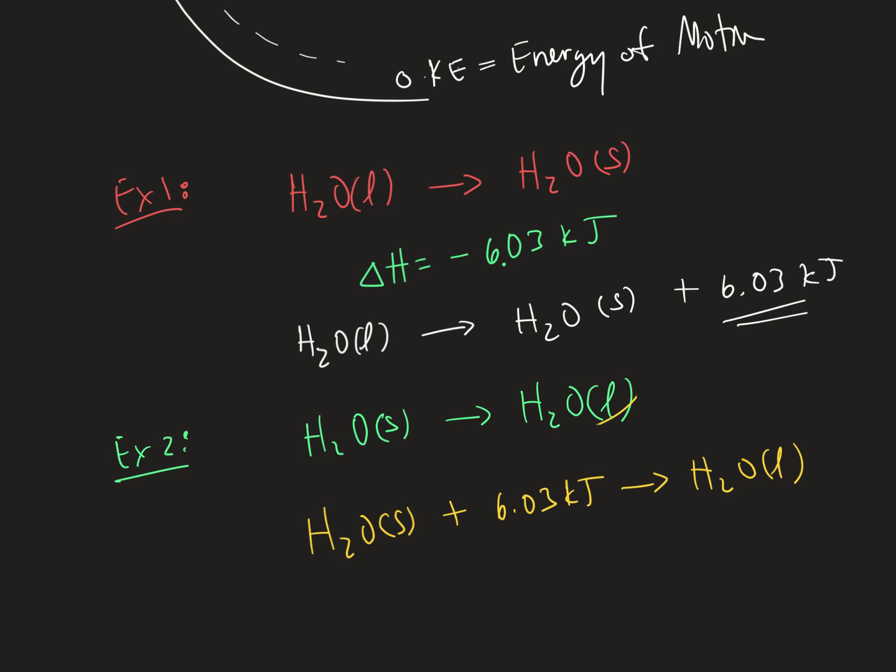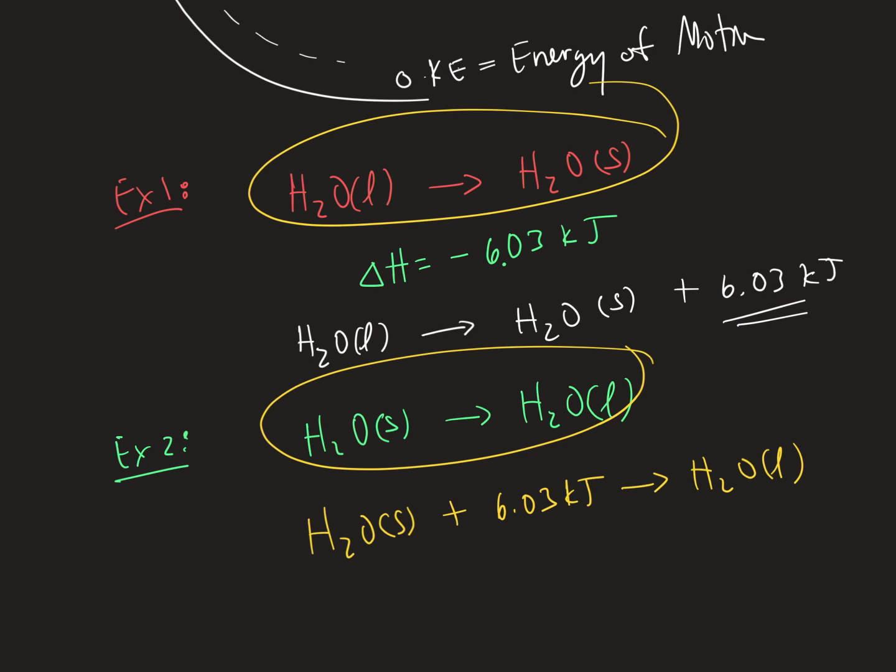Any questions so far? Can you say it again, why in example 2, the 6.03 is in the middle? Because this is the same equation, just flipped. So because it's flipped, that delta H is now a positive 6.03 kilojoules. And so what was your question?